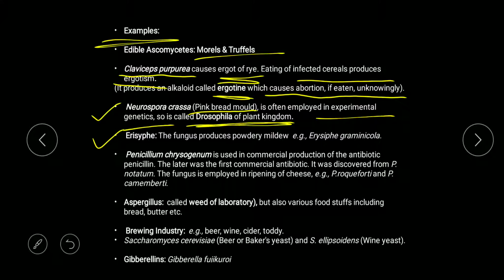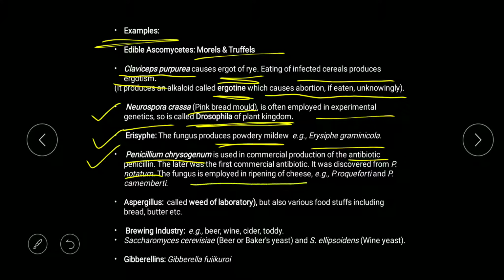Another example is Erysiphe. Erysiphe fungus produces powdery mildew. So Erysiphe graminis. Then Penicillium. Now Penicillium discovery was done by Alexander Fleming. Now Penicillium chrysogenum is commonly used in producing the antibiotic penicillin. But it was first discovered from Penicillium notatum. We remember it was first discovered from Penicillium notatum, but now it is commercially produced from Penicillium chrysogenum. Why? Because Penicillium chrysogenum is able to produce a much larger amount.